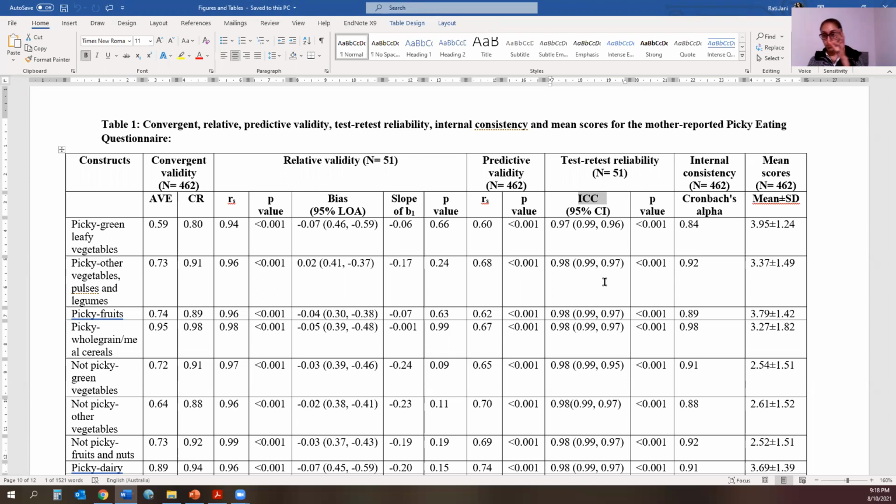What is test-retest reliability? I asked the mothers to complete my questionnaire. Then, within a span of 4 weeks, I asked them to complete the same questionnaire again.